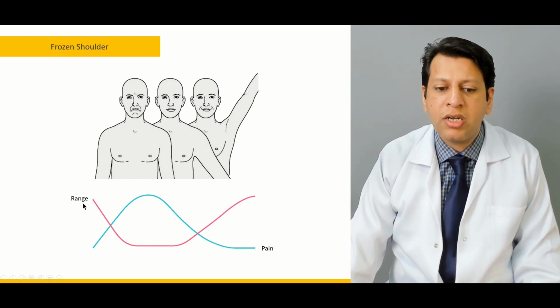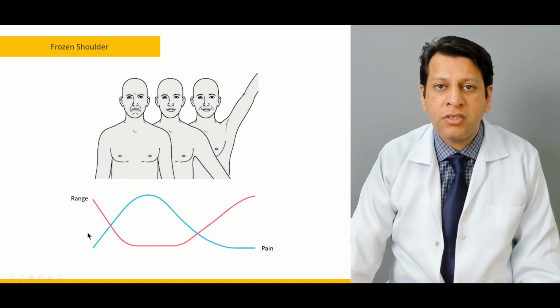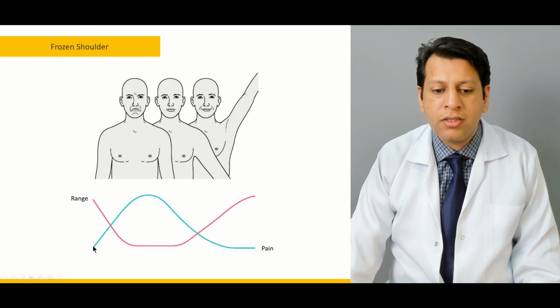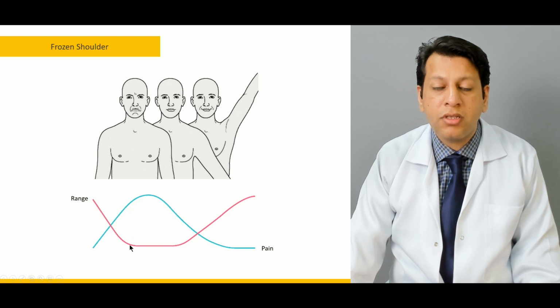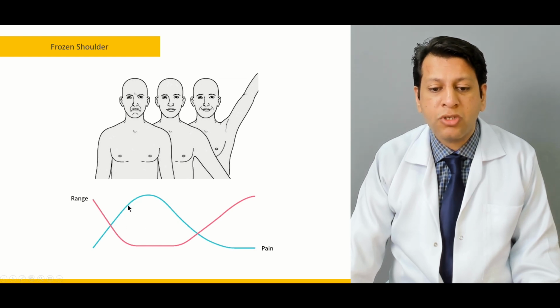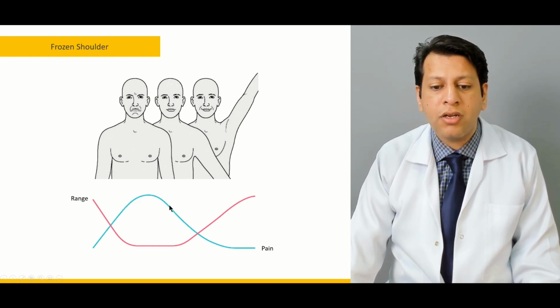The range of motion is at its highest before the start of the disease, but when the freezing and painful stage starts, the pain is gradually increasing and the range of motion is decreasing. Eventually, this is the stage where the least amount of movement is possible. But at this stage, you can appreciate the pain is quite high.